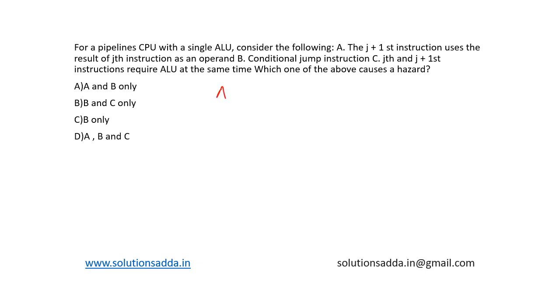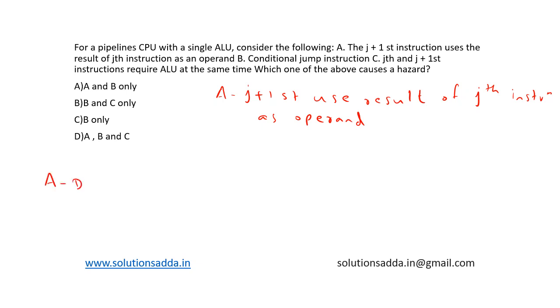First, A is given as J plus first uses result of jth instruction as operand. This is an example of a data hazard. A data hazard arises when an instruction depends on the result of the previous instruction in a way that it is exposed by the overlapping of instructions in the pipeline. So A is a data hazard. So this is a hazard. So let's write it here. A is data hazard.